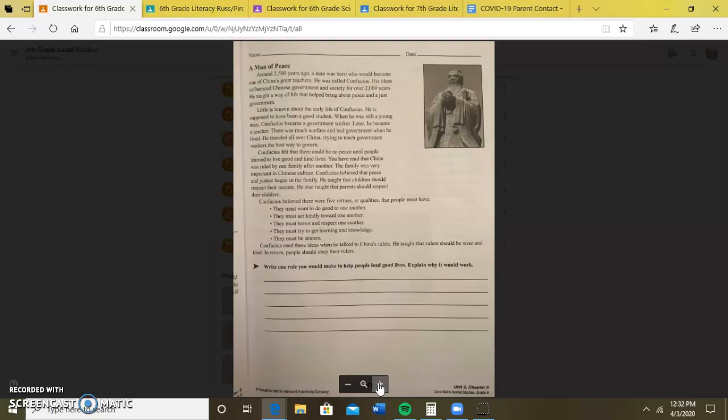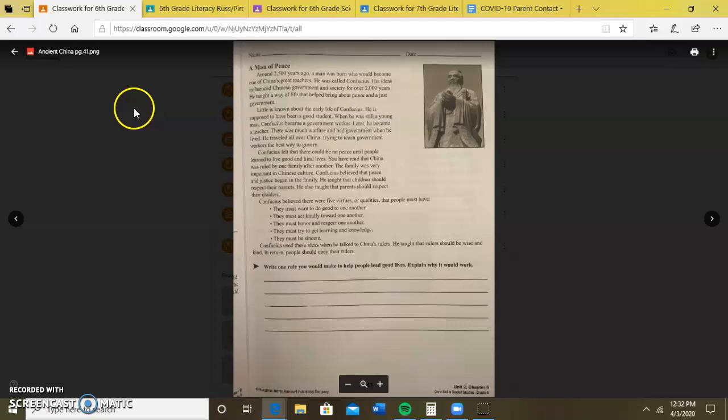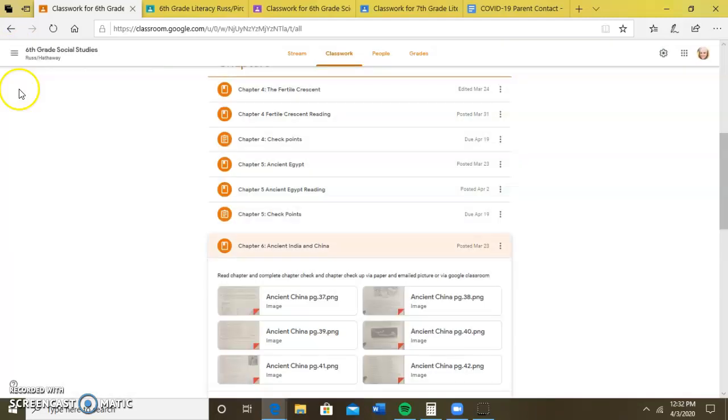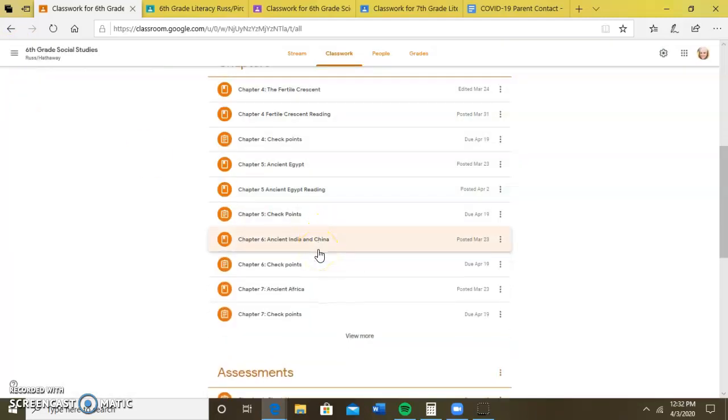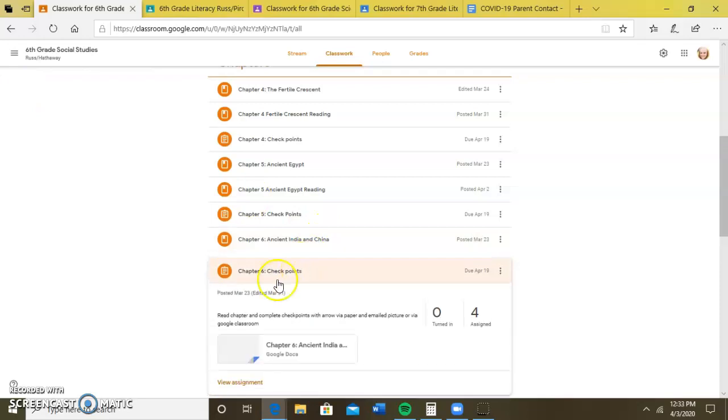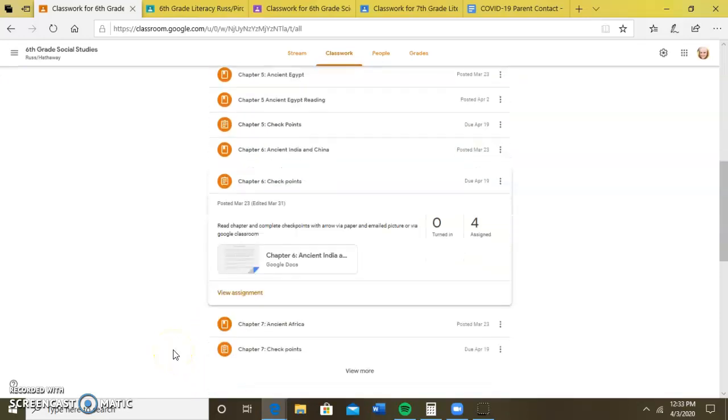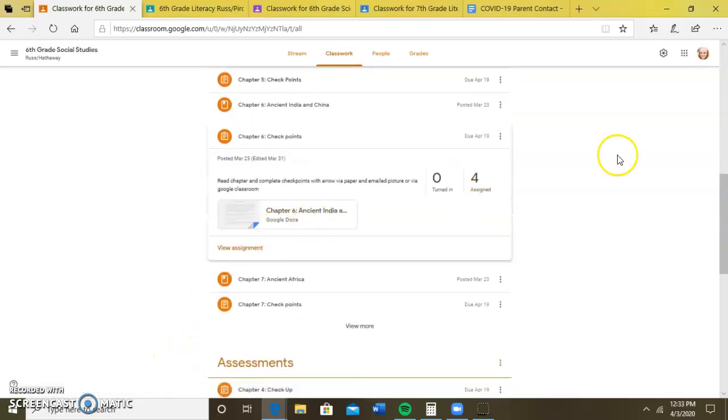Checkpoint. Write one rule you would make to help people lead good lives. Explain why it would work. So write down what you think, and then you're going to go back and do your chapter checkpoints. So chapter checkpoints, remember, go in, copy this assignment, go in and create your own, okay?